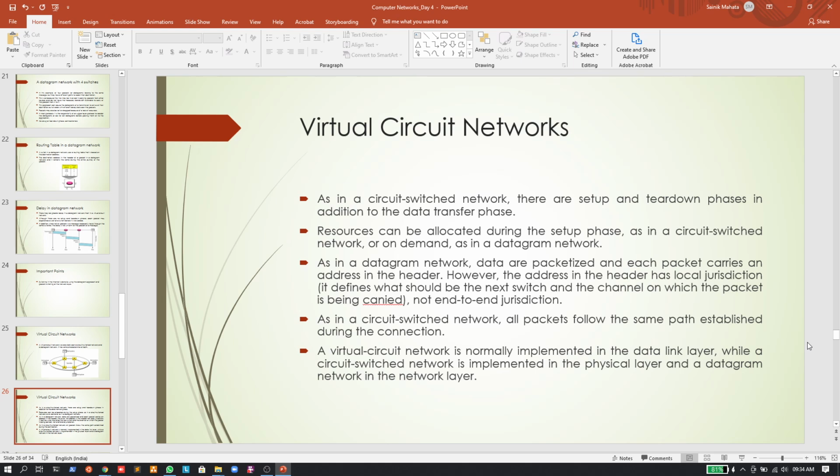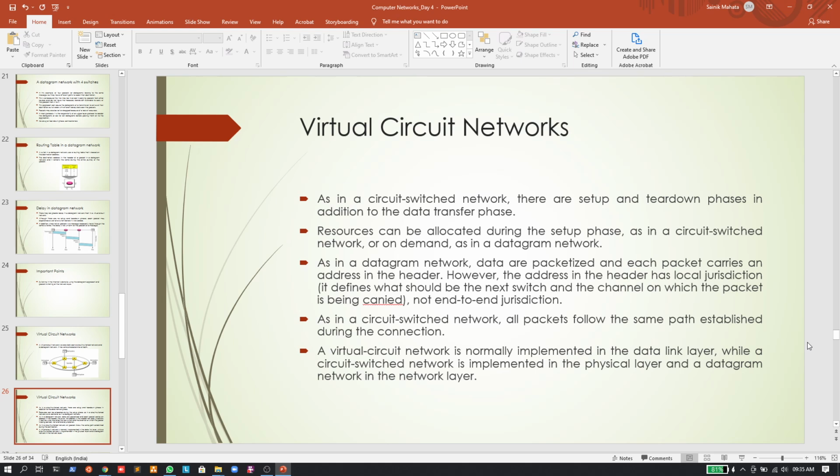Okay, so there will be various packets of data that will be sent from source to the destination. Again, in the case of virtual circuit networks, we can see that data is actually packetized. So you can see the combinations, right? As in the case of circuit switch network, it has a setup phase and a teardown phase, as well as in the case of packet switch network, the data will be packetized. And each packet will carry an address in the header.